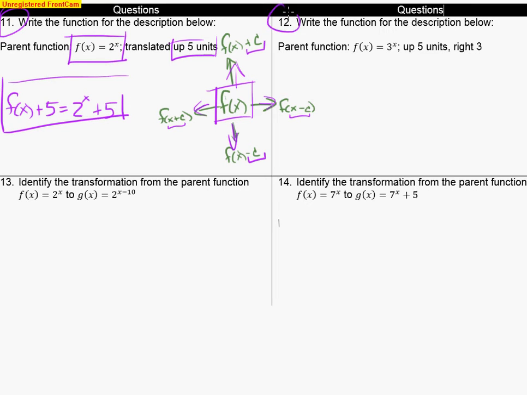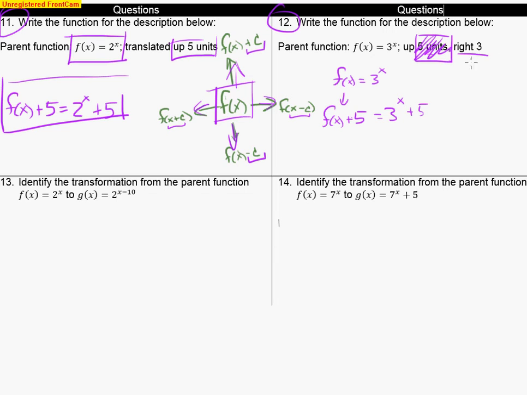Number 12 takes a little harder stance. We're going to move up and right. So now to move up, I'm going to take my f of x equals 3 to the x. To move up, I'm going to add to my f of x. I'm going to take f of x plus, let's see, 5 units. And that'll be 3 to the x plus 5 units. So now we've gone up 5 units. We can go ahead and scratch that out.